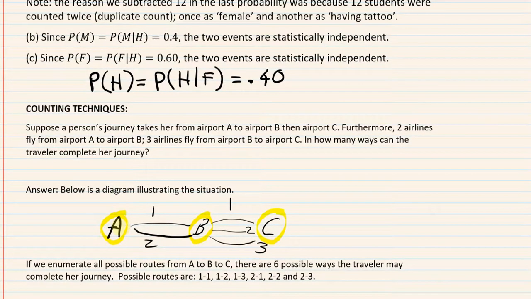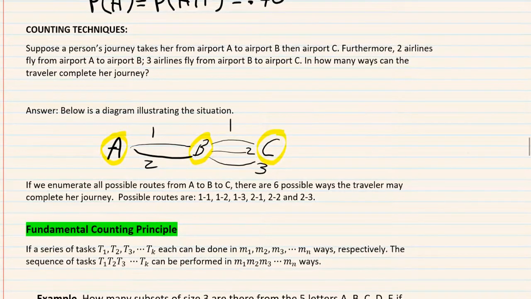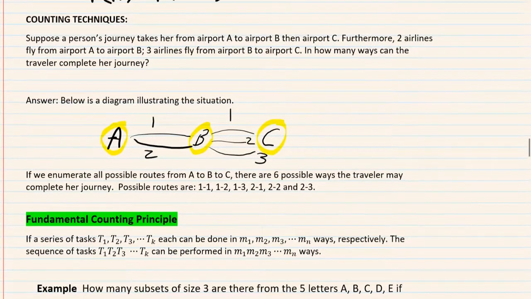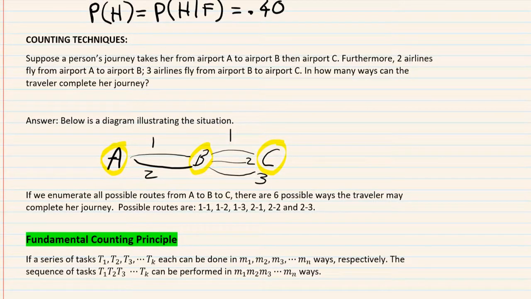Here I have listed all the possibilities. For instance, I can go this way and this way. That's one route. I can go this route and this route. That's 2 routes. You can see all the possibilities I have listed down below. This is how many ways you can do this. It turns out that there are 6 ways. We actually listed all the possibilities, but the fundamental counting principle allows us to do this without enumerating all the individual routes.